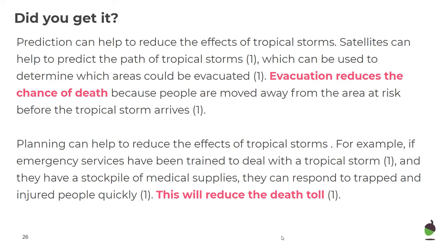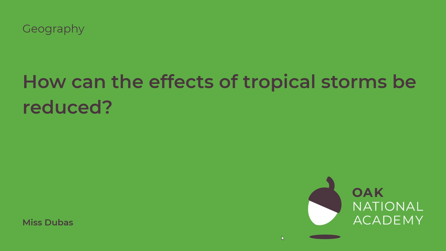So how did you get on? So that brings us to the end of our lesson today about how the effects of tropical storms could be reduced. Remember, we can't stop a tropical storm, but we do have some methods or strategies or techniques to help us to manage and deal with tropical storms.